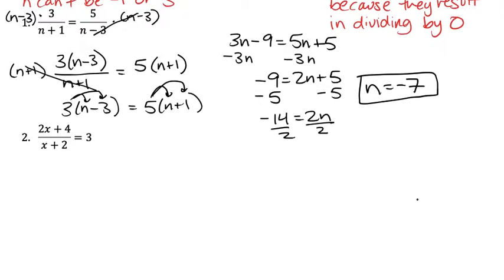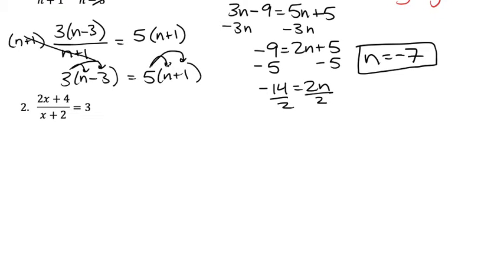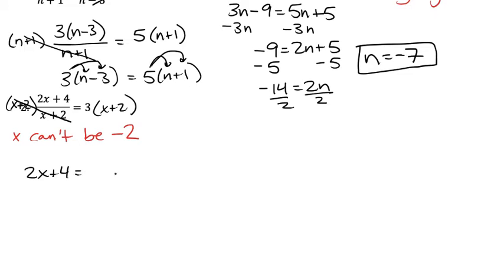Let's look at number 2. So for this one, my first step will identify what my x can't be. x can't be -2 because -2 plus 2 would give me 0 in the denominator. So let's go ahead and solve. I'm going to multiply both sides by x plus 2. And then that's going to cancel with the x plus 2 in the denominator. That gives me 2x plus 4 equals 3 times x plus 2. I'll need to distribute on the right side.